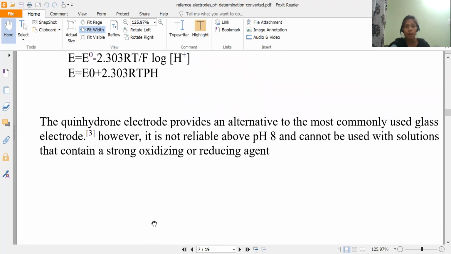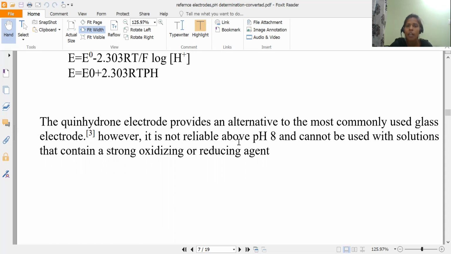So now let us see what are the applications. But before that, let us look at this point. The quinhydrone electrode provides an alternative to the most commonly used glass electrode. That means the next topic is the glass electrode. But wherever we can use the glass electrode, in that place we can use the quinhydrone electrode. That means the quinhydrone electrode is a replacement of the glass electrode. It is the alternative electrode to the glass electrode.